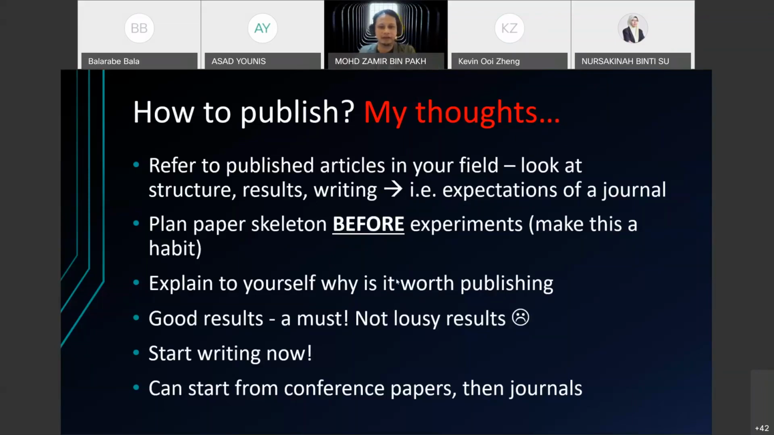Okay, start writing now. Don't wait for 6 months or 12 months. At least craft something already, at least a skeleton of your paper. If you're not confident for journals, then you can start from conference. That's fine, just to build confidence, because a conference has its own purpose as well: networking, building up confidence, sharing results, hearing feedback, and then going back and trying to refine your experimental design and get better results. So it does its part as well.